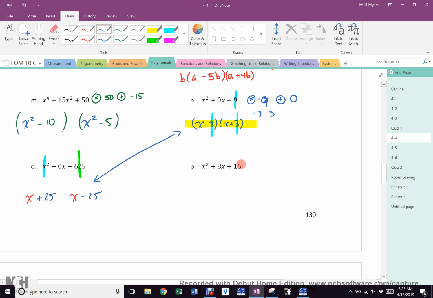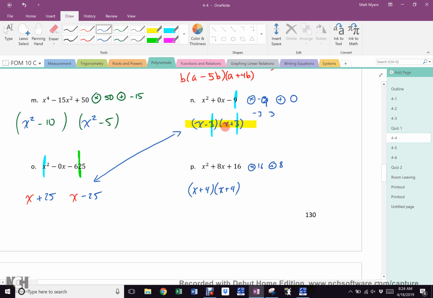And lastly, this one's a little weirder. What do you notice there and there? 16 and x squared again, right? Okay, so I got to multiply to 16 and add to 8. What is it? 4 and 4. X plus 4 and x plus 4. Please notice, perfect square, x, x. Perfect square, 4, 4. But because they're adding this time, I got to keep them in there. It didn't disappear like it did up here.